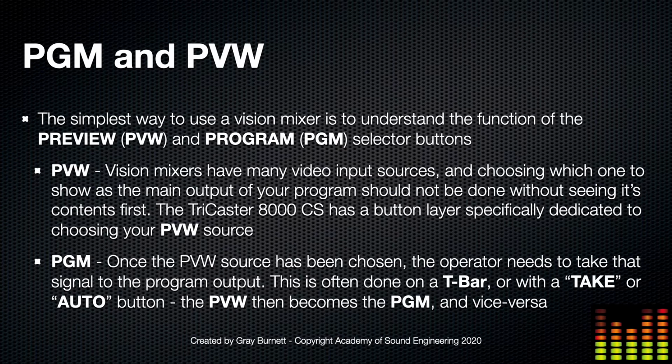An alternative to previewing the content before taking it to program would be to have all sources displayed on a multi-view screen and the operator just cuts the desired source to the program from there. As mentioned in the hardware and software interface video, the TriCaster has a few multi-view windows that can be used for this purpose.